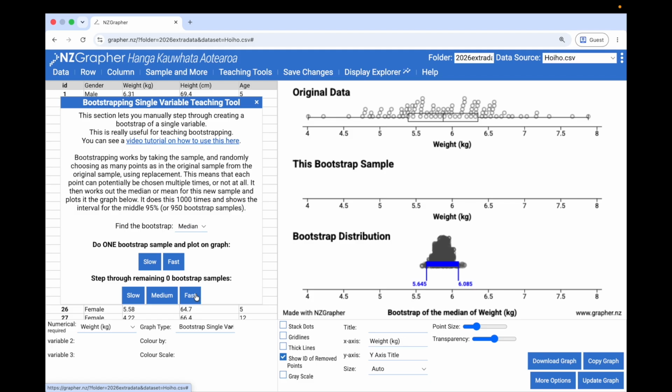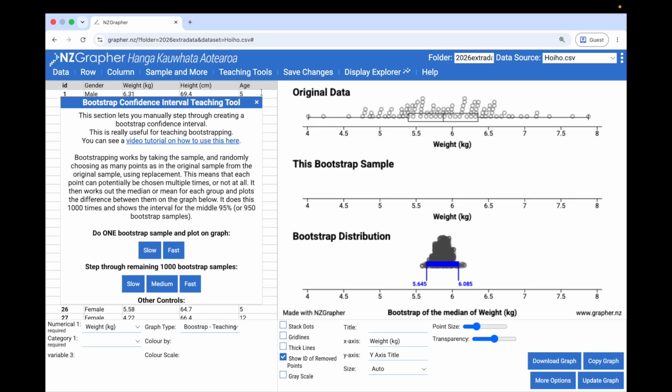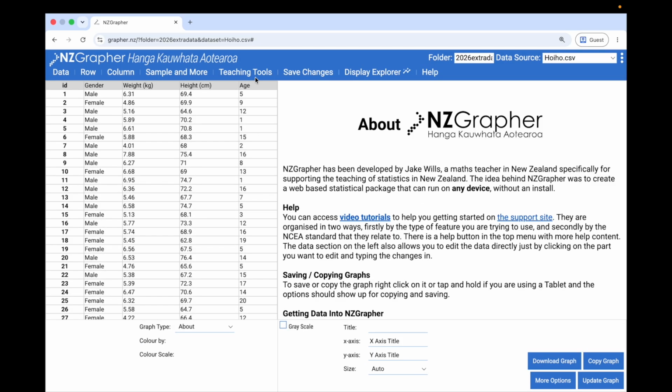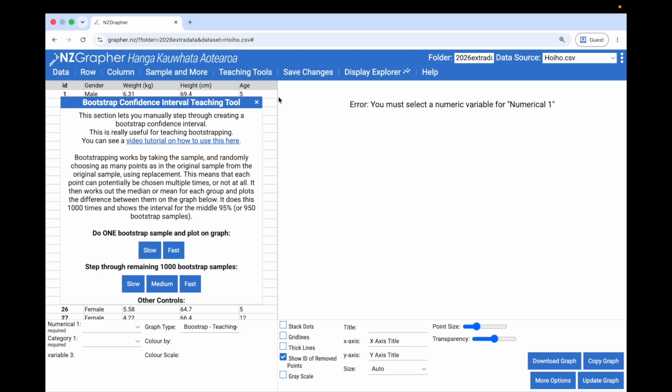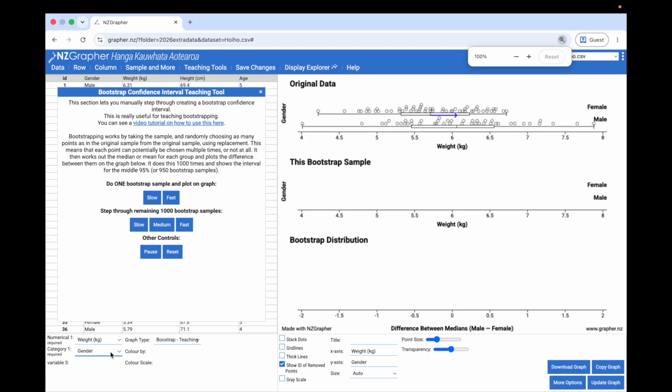I'm going to jump on to the next one now. So this is doing a bootstrap for a single variable, but obviously once we get to year 13, we're wanting to look at the bootstrap for a difference. So we've got the bootstrap confidence interval teaching one, and I just want to reset that actually. Teaching tools, bootstrapping confidence interval. And we're going to look at weight by gender. I'm just going to zoom that out slightly because once it gets too small, things don't overlap properly.